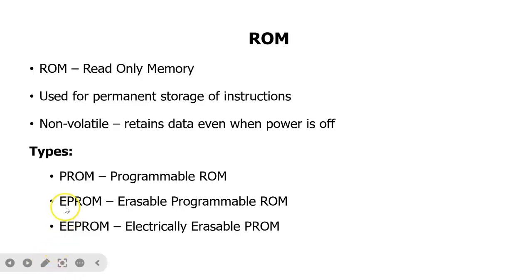And the second type is erasable programmable ROM, where the contents that are written can be erased using ultraviolet light. And the third type of ROM is electrically erasable PROM, which can be erased and rewritten electrically.